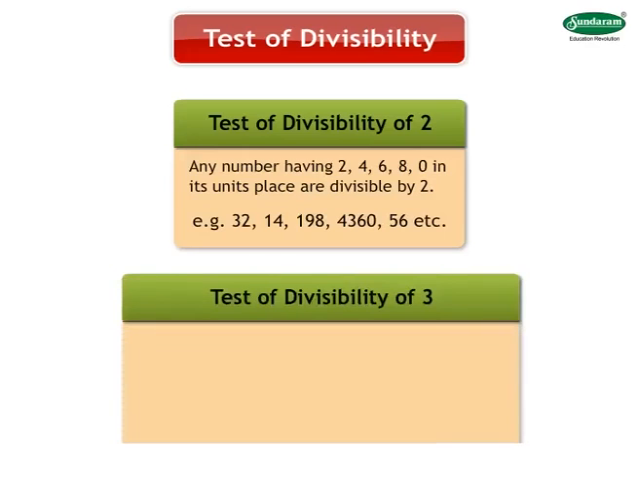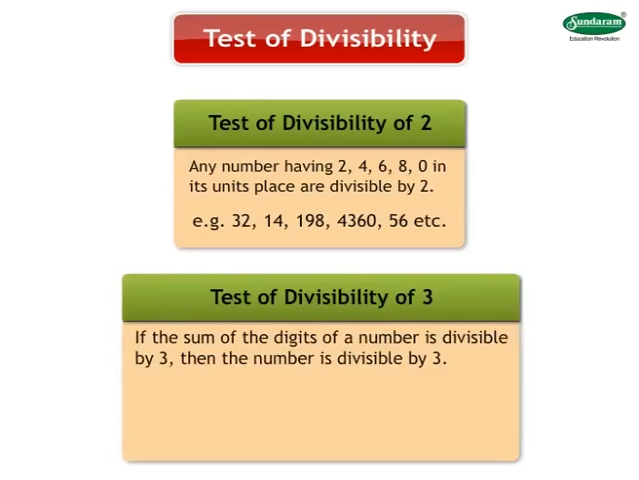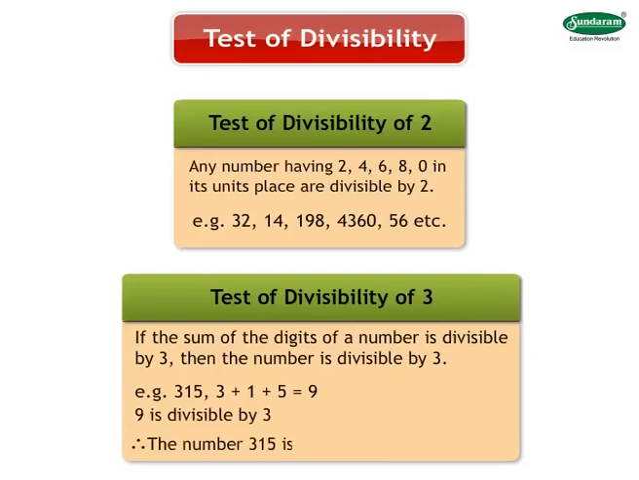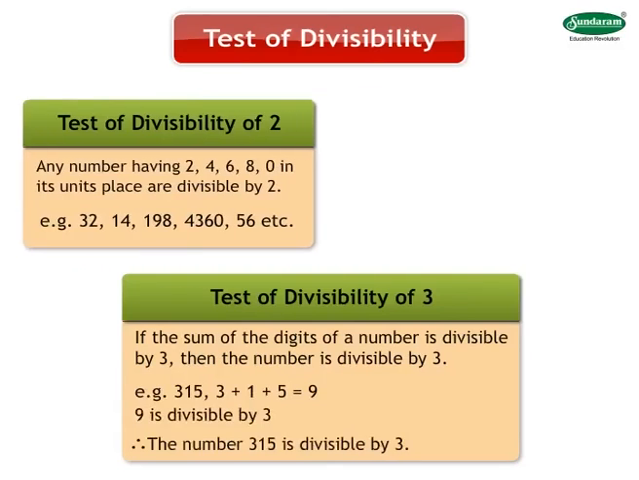Test of divisibility of 3. If the sum of the digits of a number is divisible by 3, then the number is divisible by 3. Example: 315. 3 plus 1 plus 5 is equal to 9. 9 is divisible by 3. Therefore, the number 315 is divisible by 3.